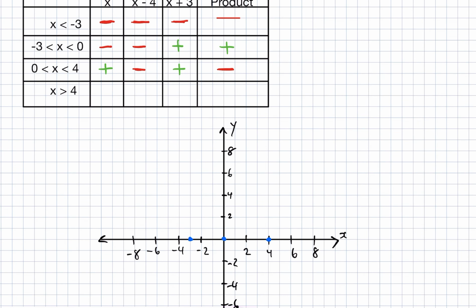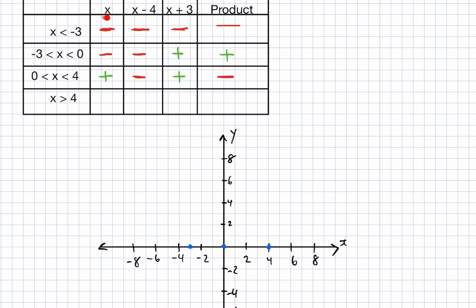We have one last interval to go, and that's anything greater than 4. So I'm going to pick the number 10. It's easy to work with. So if we put in 10 for x, 10 is a positive number. So we're going to give this a positive sign. 10 minus 4 is 6, and that is also positive. So we're going to give this a positive sign. And then 10 plus 3 is 13. That is also a positive number, so we're going to give this a positive sign. Okay, so then the product would be positive times positive will give us a positive.